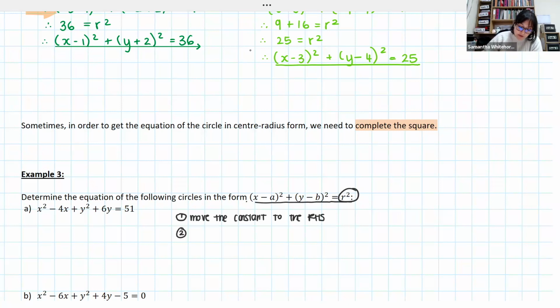The second thing that we're going to do is essentially group all x squared and x terms and all y squared and y terms.